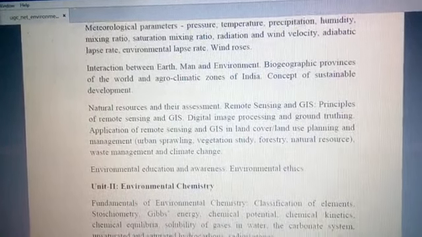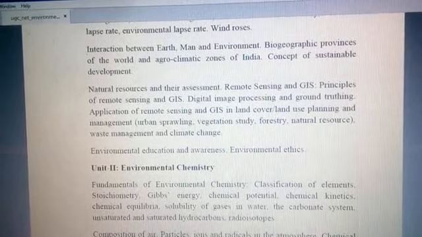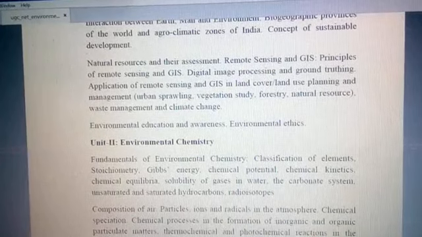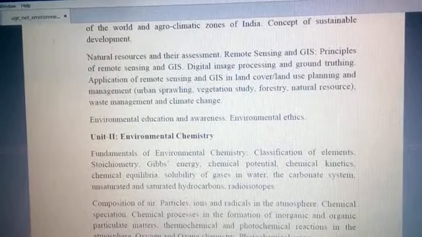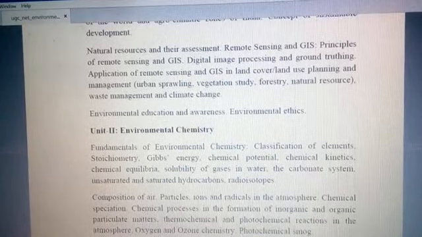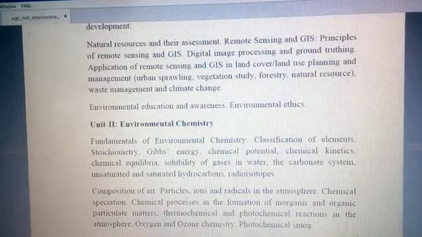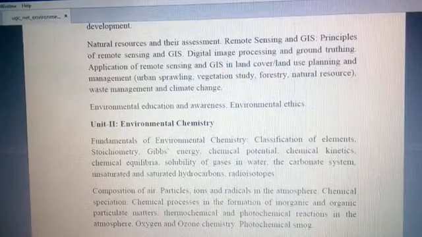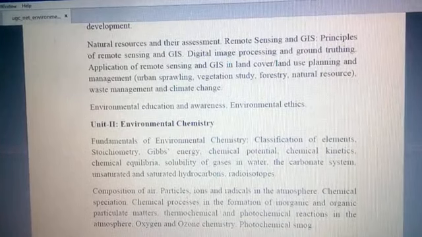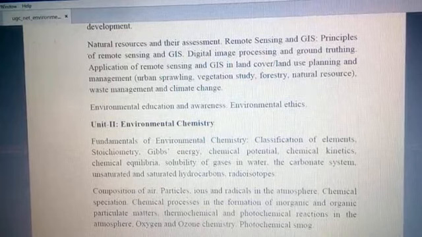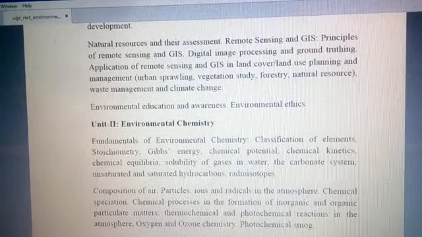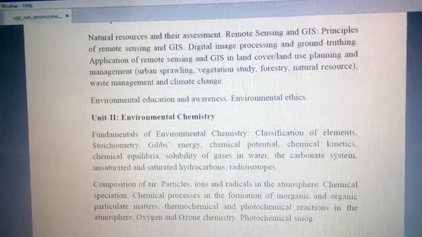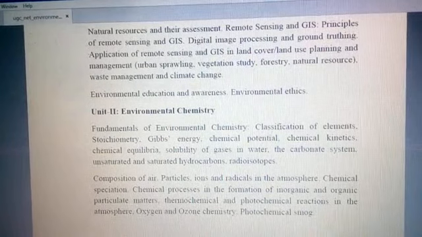Unit 2 is Environmental Chemistry. In this unit we will discuss the fundamentals of environmental chemistry, classification of the elements, stoichiometry, Gibbs energy, chemical potential, chemical kinetics and chemical equilibrium, the solubility of gases in water, the carbonate system, unsaturated and saturated hydrocarbons, radioisotopes. These are chemistry topics which you have studied earlier in your graduation, but we will discuss these topics here in detail.